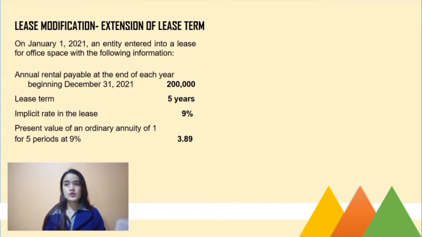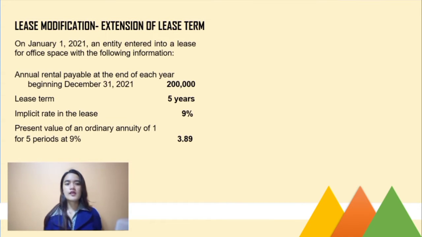On January 1, 2021, an entity entered into a lease for office space with the following information. Annual rental payable at the end of each year beginning December 31, 2021, 200,000 pesos. Lease term 5 years. Implicit rate in the lease 9%. Present value of the ordinary annuity of 1 for 5 periods at 9%, we have 3.89.